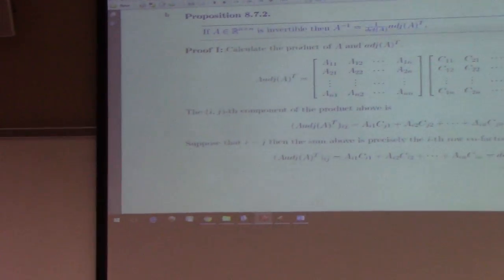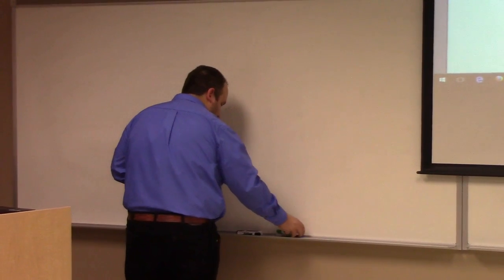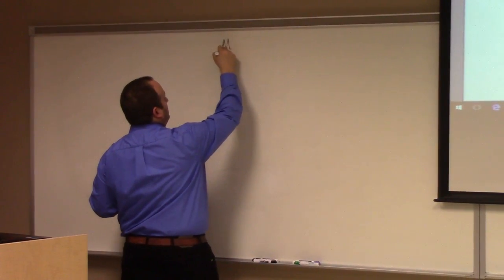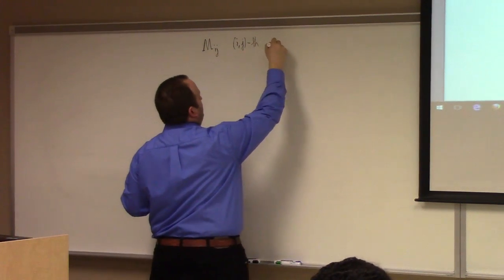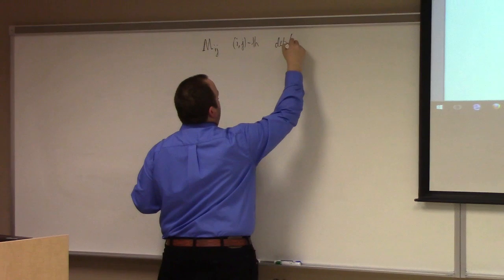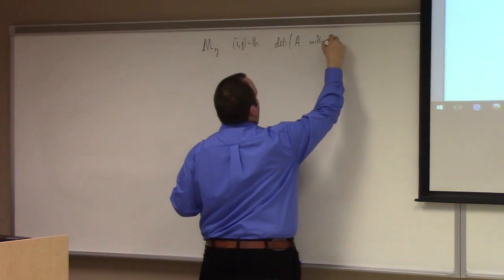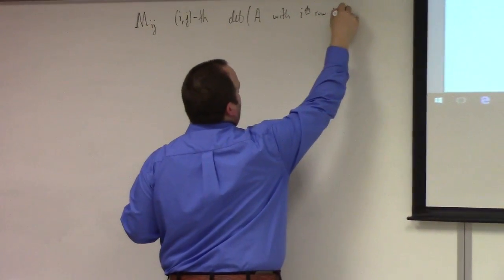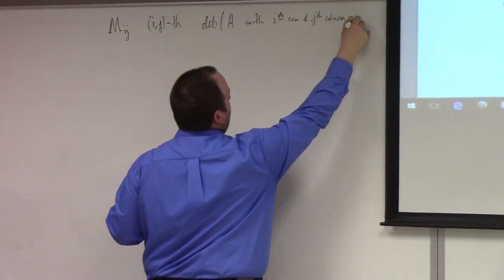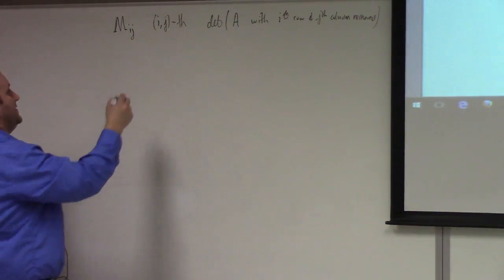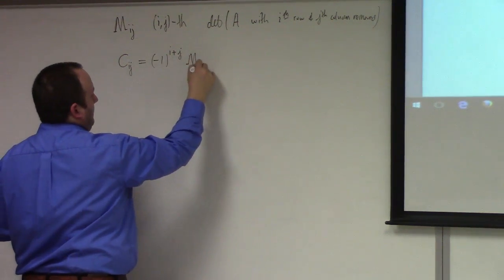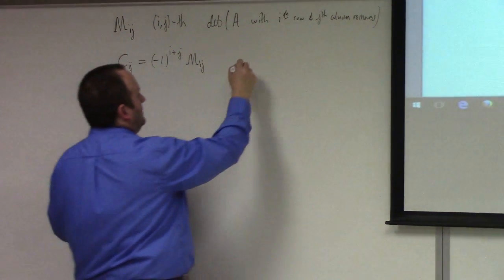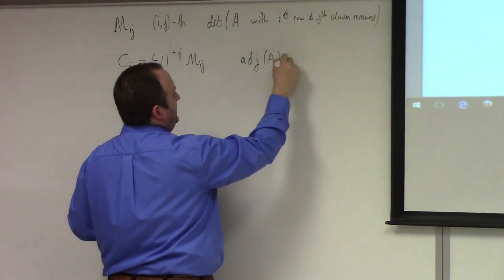So the adjoint of A is defined to be the matrix... Let's see here how to do it. Remember we talked about Mij, the ijth minor? It's the determinant of A with the ith row and jth column removed. Remember that? And then we said Cij was minus 1 to the i plus j times Mij. So this adjoint of A is by definition the matrix of the Cij's.